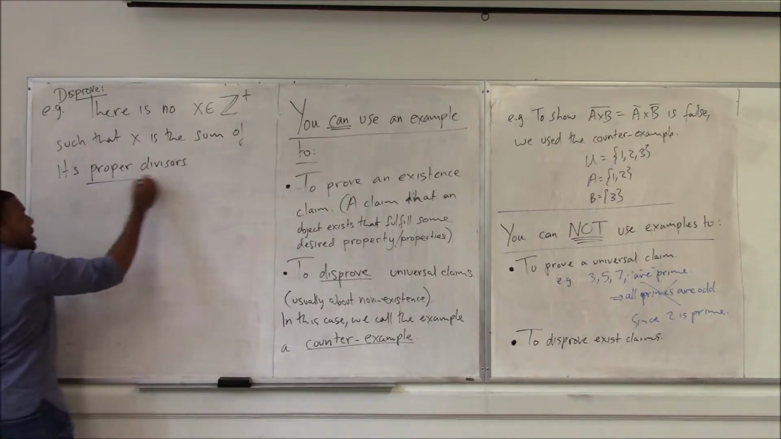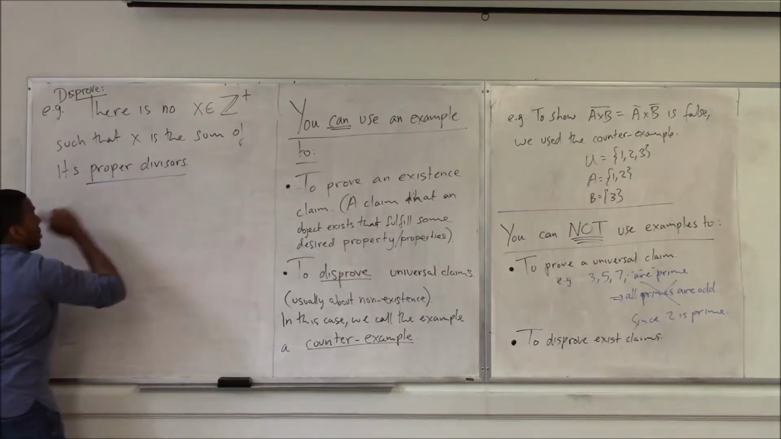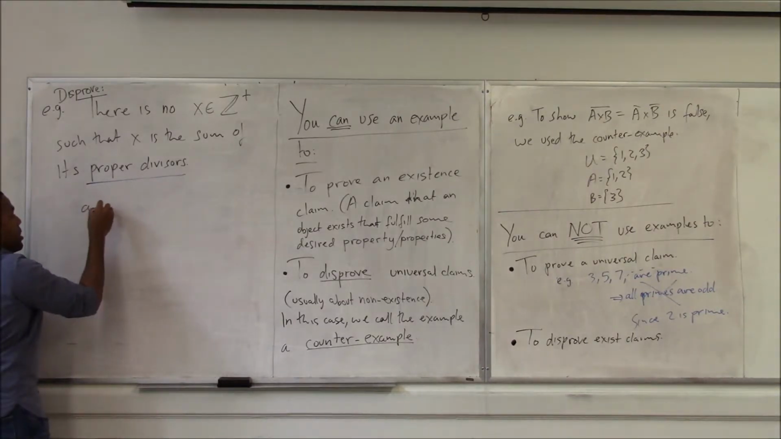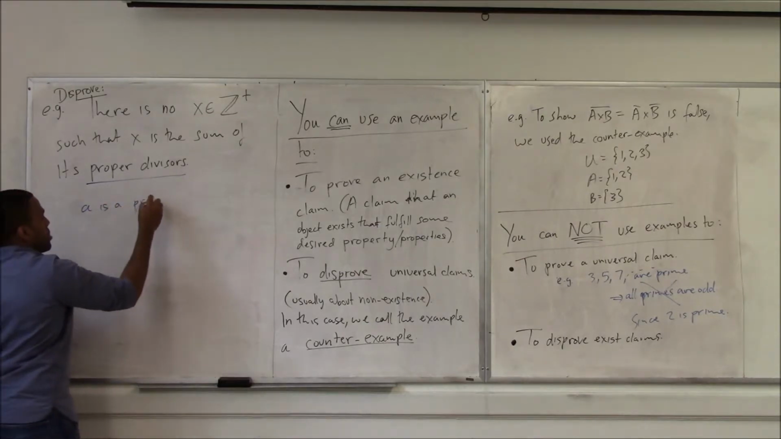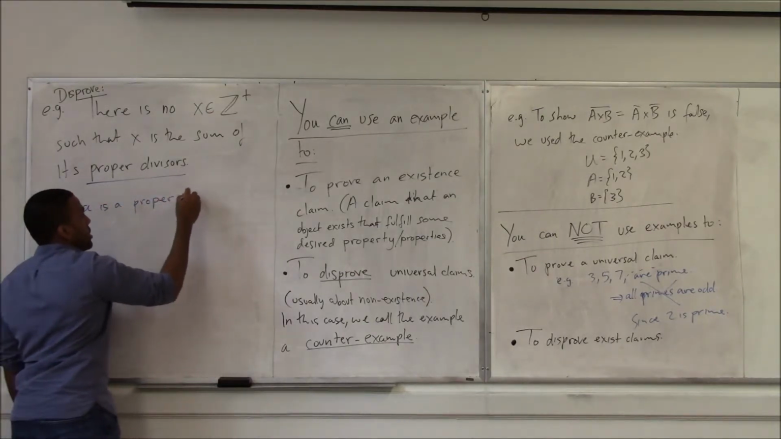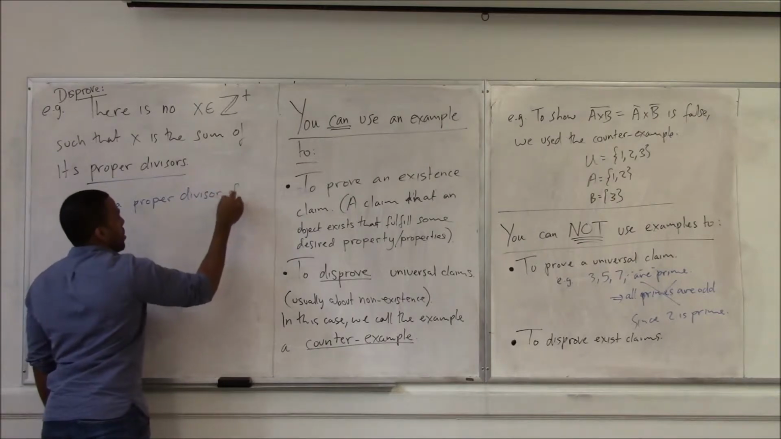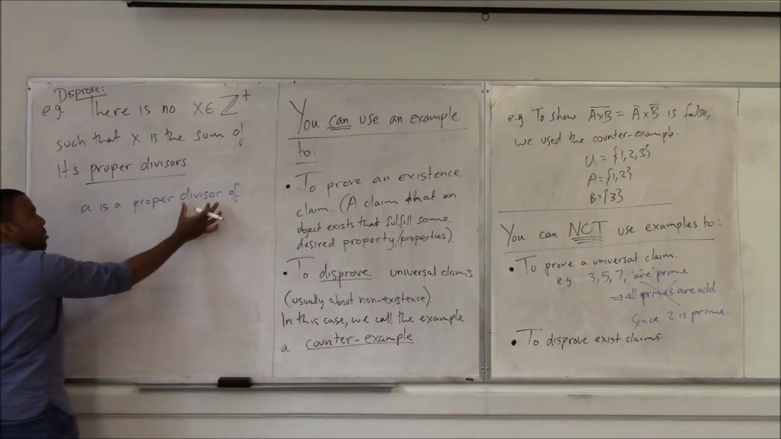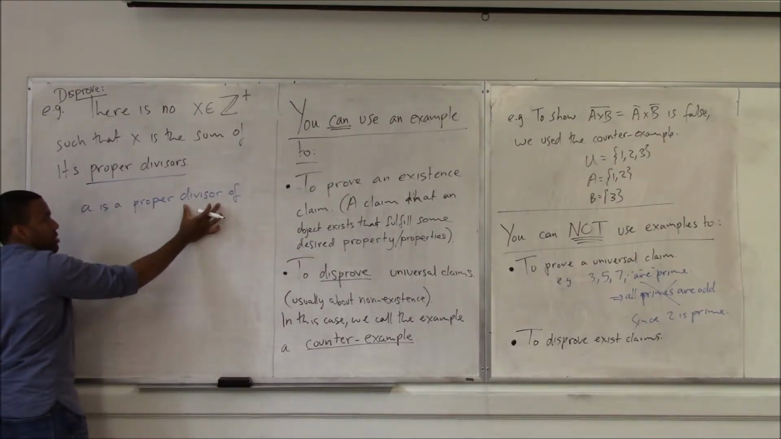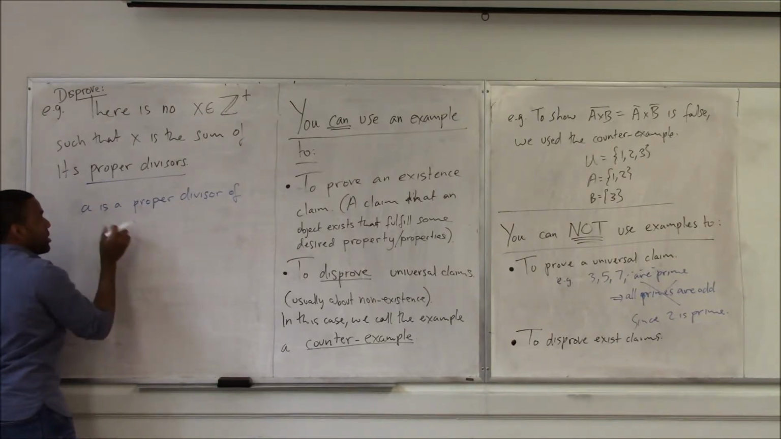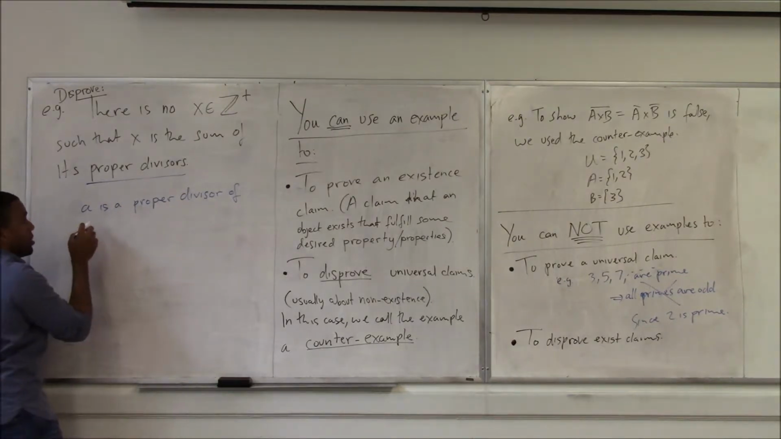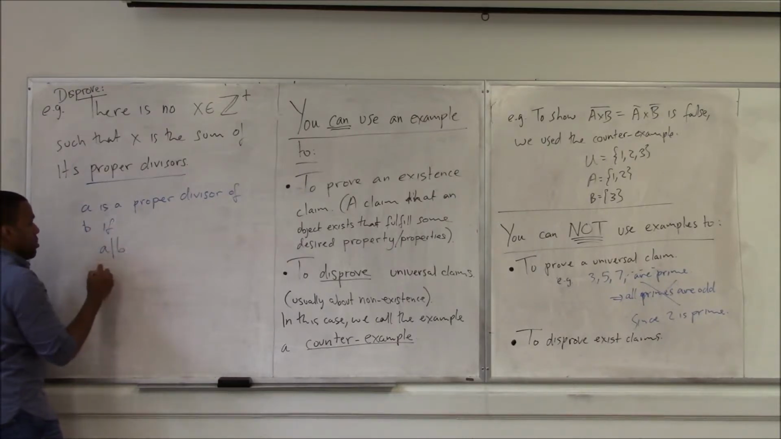Do we know what proper divisors mean? Okay, so A is a proper divisor of B. It kind of combines the definition of a divisor and a proper subset, which means not equal. So A is a proper divisor of B if A divides B, but A is less than B.